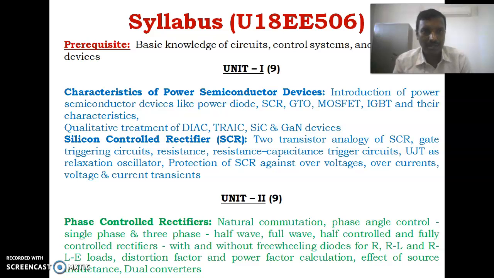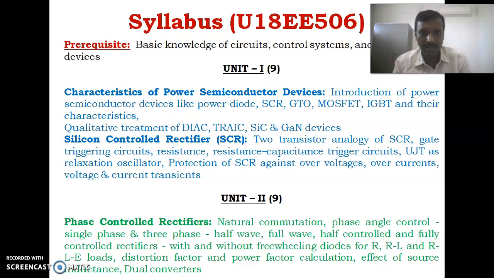Before venturing into the power electronics subject, some basic knowledge is required in electrical circuits, which you have already studied in earlier semesters, control systems, and electronic devices, that is analog electronics. Some mathematical knowledge is also required: differential equations, integral differential equations, and Fourier series.